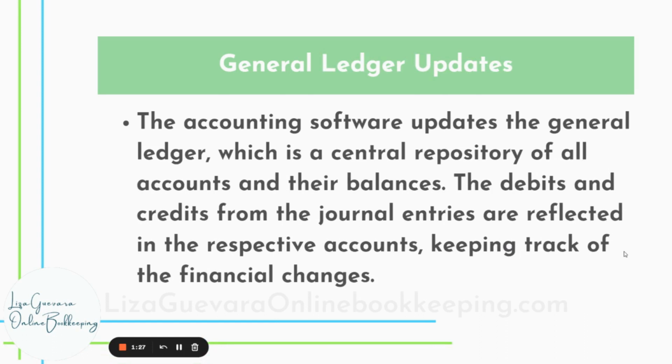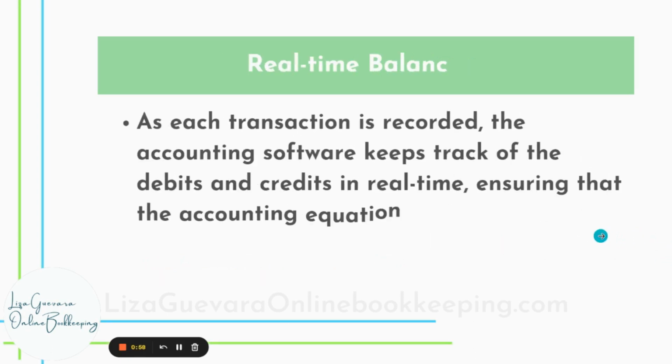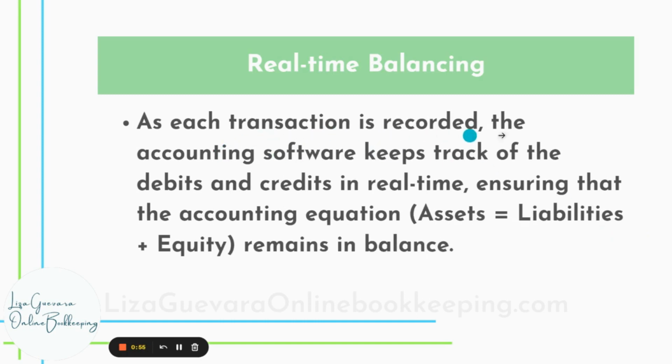So after the recording, the accounting software will automatically update the ledger, the general ledger, which is a central repository of all accounts and their balances. The debits and credits from the journal entries are reflected in the respective accounts. So it keeps track of the financial changes. As each transaction is recorded, the accounting software keeps track of the debits and credits in real time, ensuring that the accounting equation remains in balance.